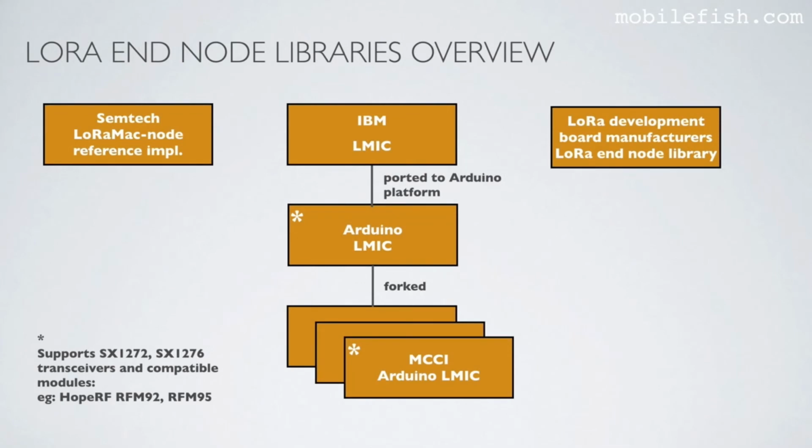Here is a global LoRa endnode libraries overview. This is the Semtech LoRaMac-node reference implementation. This is the IBM LMIC library. This library is ported to the Arduino platform and is named Arduino LMIC. And the Arduino LMIC library is forked many times, as you can see over here. And one of these forks is the MCCI Arduino LMIC library. These two libraries support the SX1272, SX1276 transceivers and compatible modules like HopeRF, RFM92, RFM95.